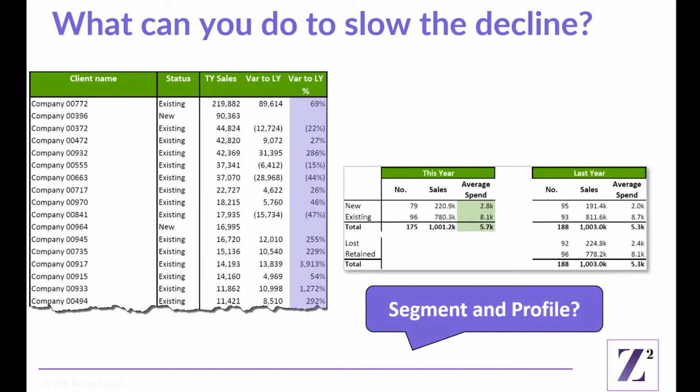Your customer base is made up of new and existing customers. For each segment, it makes sense to know what is happening. Are your new customers this year better or worse than the new customers you acquired last year? You can see here that the new customers this year, whilst fewer in number, 79 down from 95, were better quality with an average spend of £2,800, up from £2,000 last year.